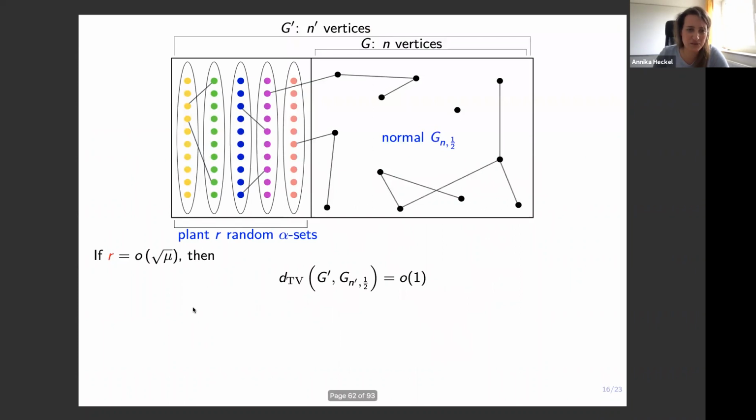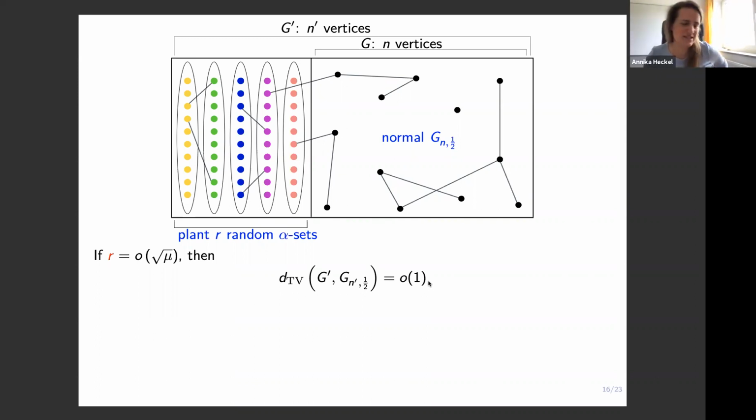And hopefully now it's plausible that if we can glue together these couplings, or repeat this step r times, so that we use at most little o of root mu alpha sets, so if we plant little o of root mu of them, then the total variation distance between this planted model, this G prime, and the normal G(n, 1/2) prime is little o(1).